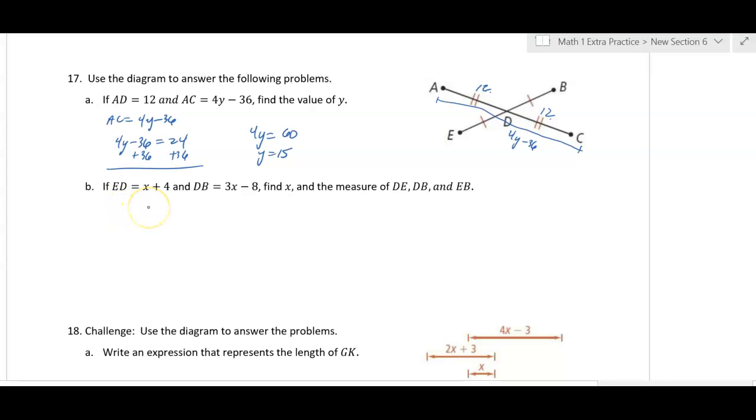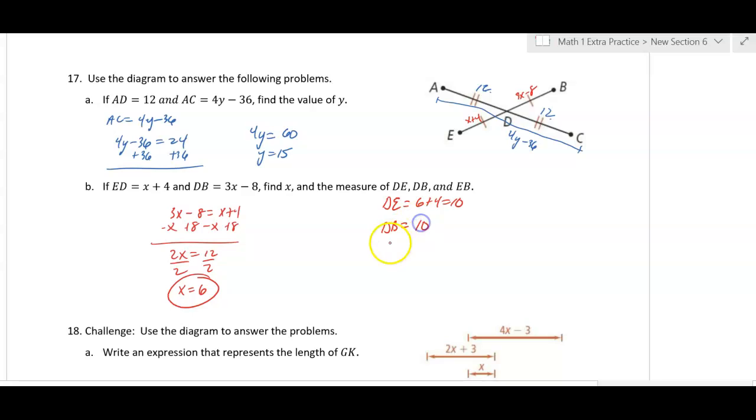Letter B, ED, right, is x plus 4. Right, DB is 3x minus 8. What do I know about those? Those two tick marks tell me they're congruent. So 3x minus 8 equals x plus 4. I'm going to subtract x, add 8. 2x equals 12. Divide by 2. X equals 6. So now DE would be 6 plus 4, which is 10. DB would be 10. And EB would be 20.